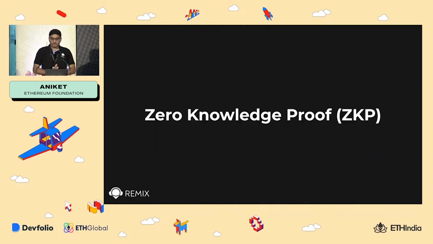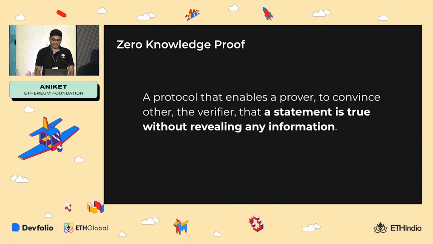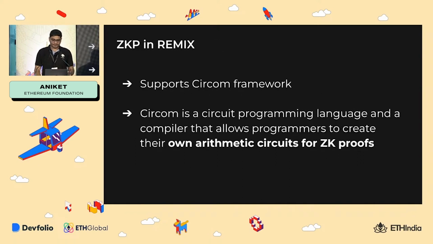Okay, so you all are aware that ZKP, or Zero Knowledge Proof, has been in trend these days. So what does Remix support in the field of ZKP? First, a small bit of knowledge about Zero Knowledge Proof. What we do in Zero Knowledge Proof is prove that some information is right without revealing that information, and this is creating lots of use cases.